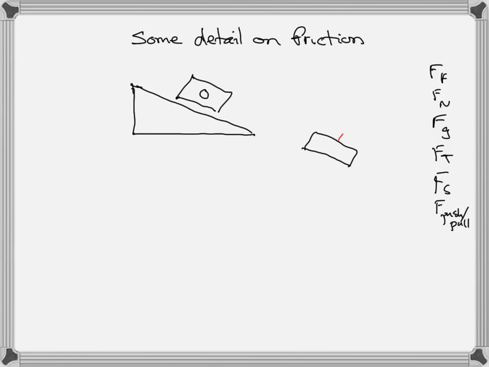We know that there's a normal force because it's sitting on a surface, and the normal force is perpendicular to the surface of contact. We know there's gravitational force pulling it straight down. There's no rope attached to it. There's no spring attached to it. There's no hand pushing it.